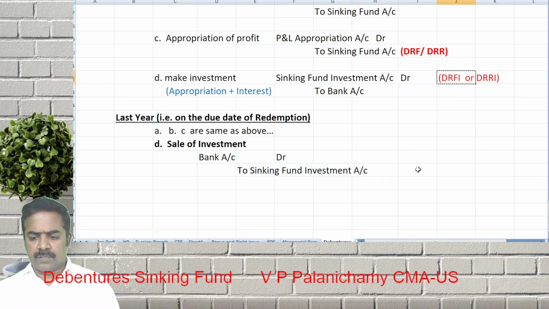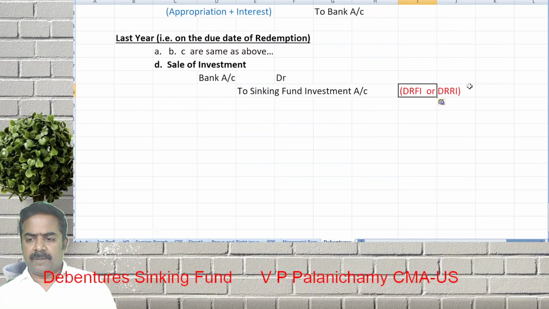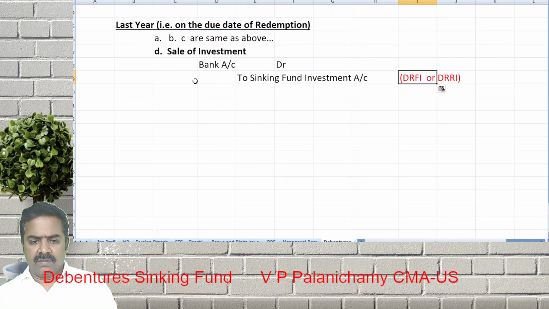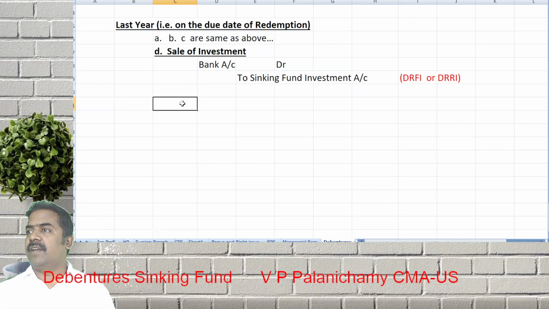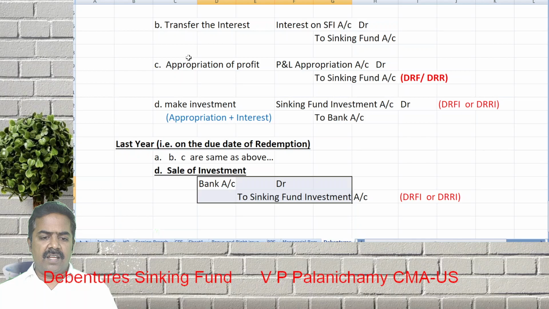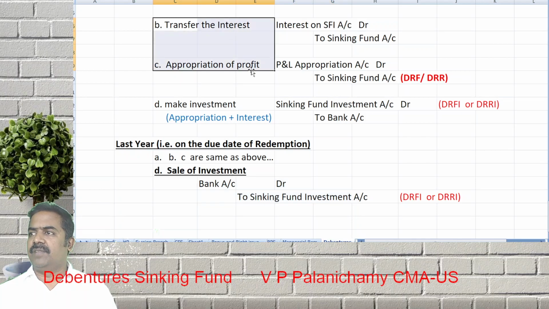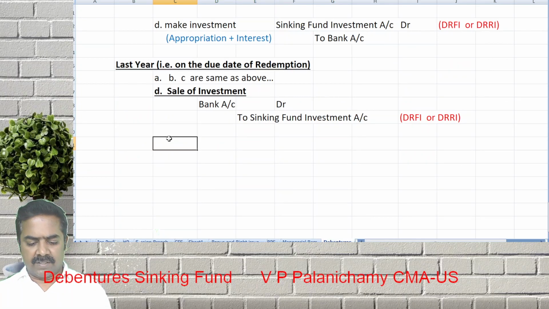If there is a profit or loss, you can adjust it in the fund or in the P&L account. We'll see that later. You sell the investment. Now the money is ready. How is the money ready? We sold investments, and the current year profit and current year interest are available with us. Once the money is ready, what can you do? You can redeem the debentures.